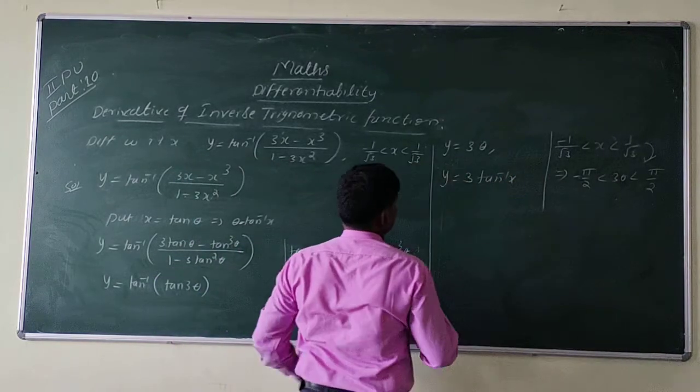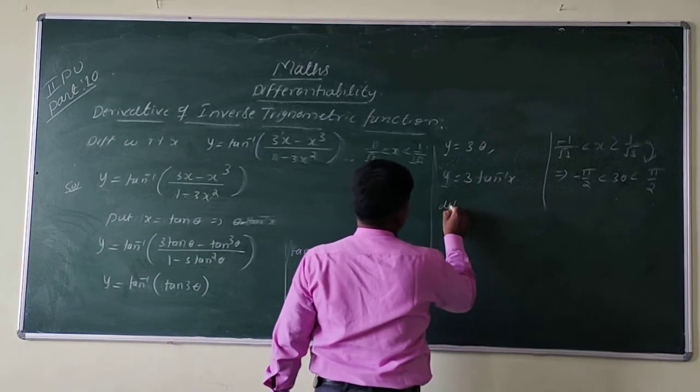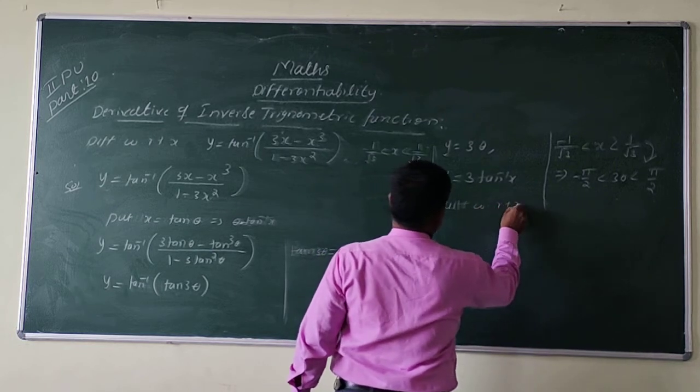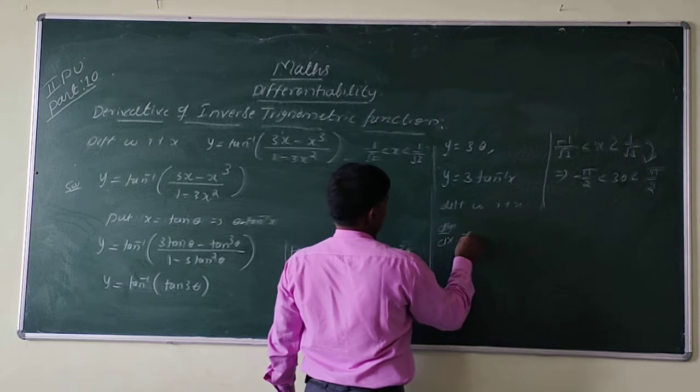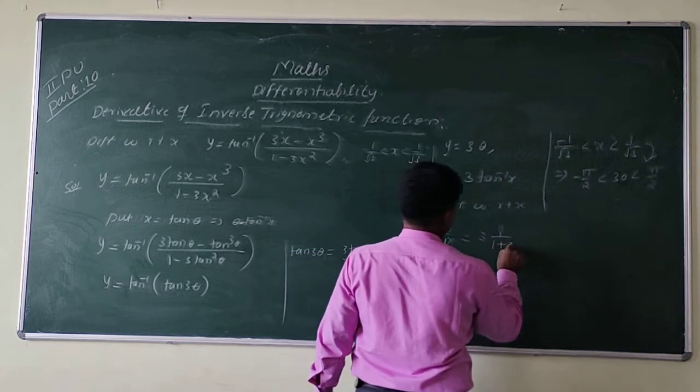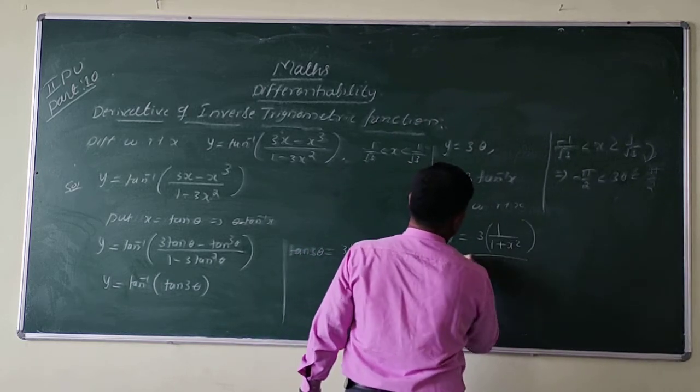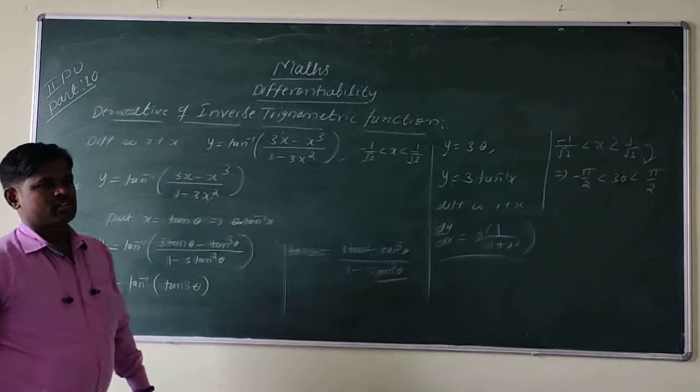Then differentiate y with respect to x on both sides. So we get dy by dx is equal to 3 into 1 by 1 plus x square. So this is the derivative of the given function.